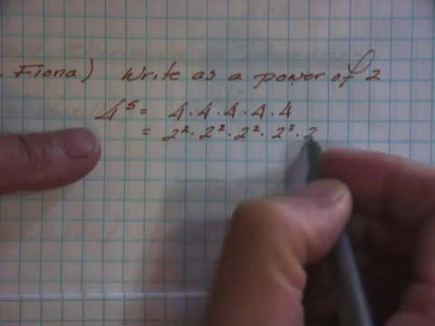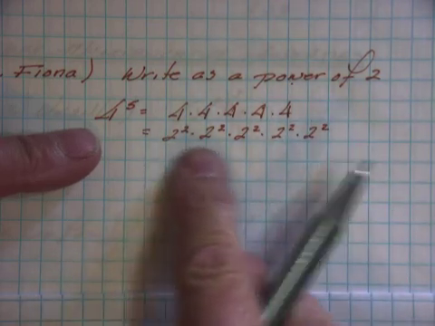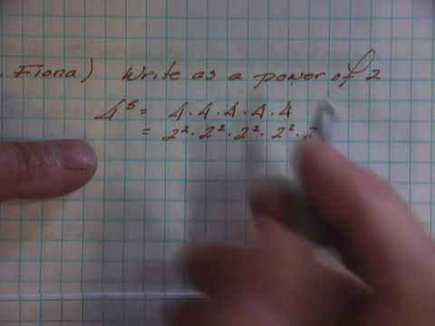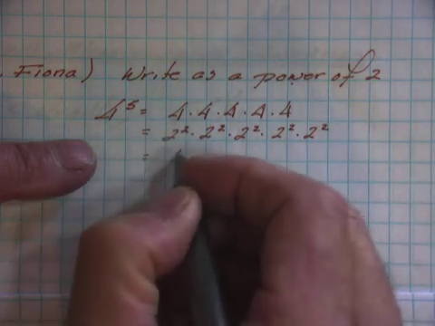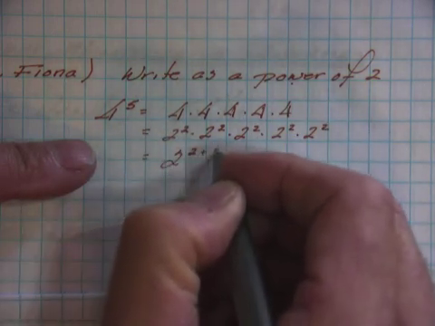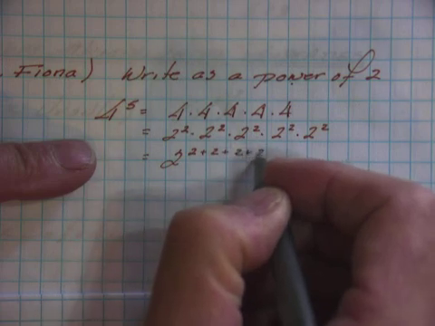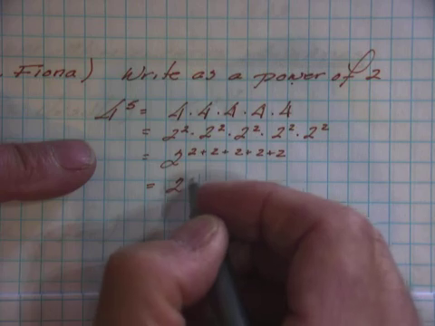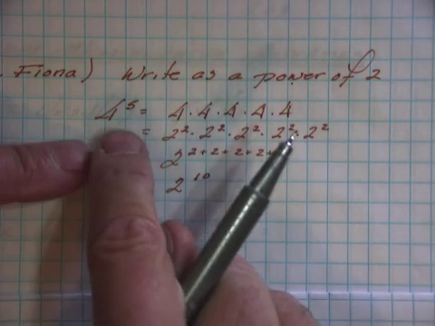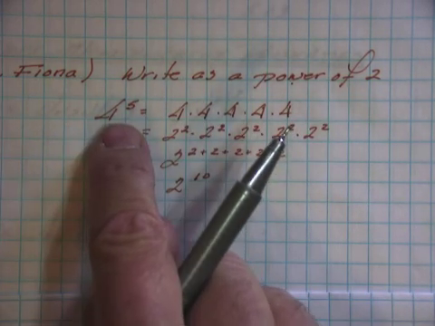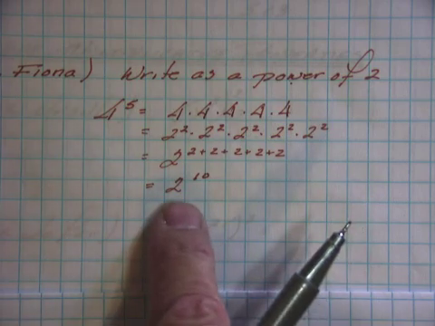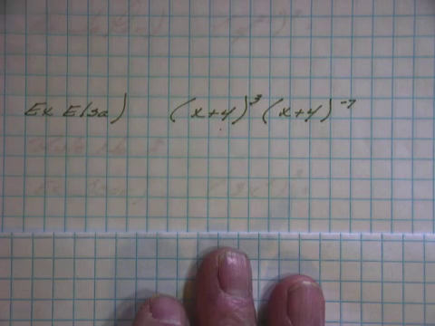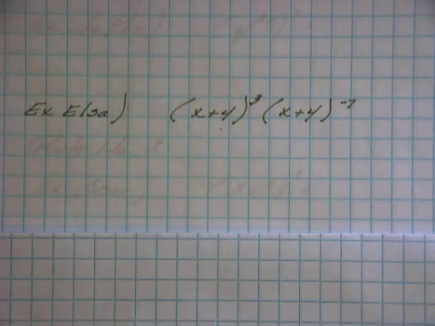But each 4 is 2 to the second. So that's 2 to the second times 2 to the second times 2 to the second times 2 to the second times 2 to the second. And now we have a base of 2. We can rewrite that as 2 to the 2 plus 2 plus 2 plus 2 plus 2, or 2 to the 10th. Okay, so we took it from a power of 4, a base of 4, to a base of 2.